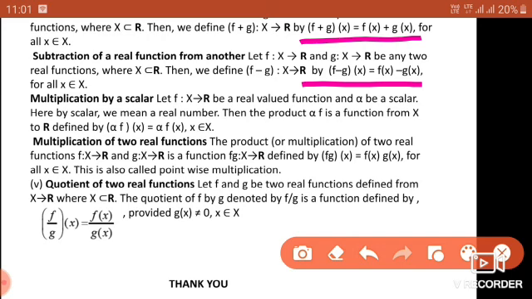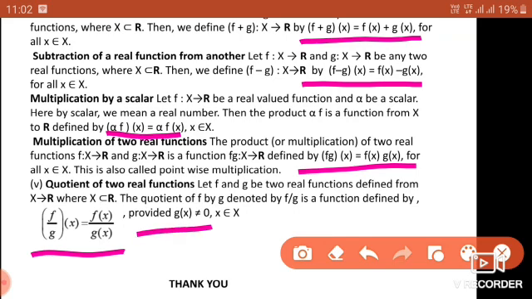Now, if you are multiplying by a scalar, if alpha is a scalar, alpha f of x is alpha times f of x. Now, for multiplication of two real functions, the product is defined as fg of x equal to f of x into g of x. Similarly, for the quotient of two real functions, f by g of x equals f of x by g of x, provided g of x is not equal to 0.